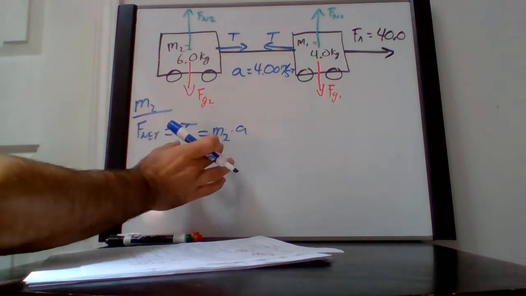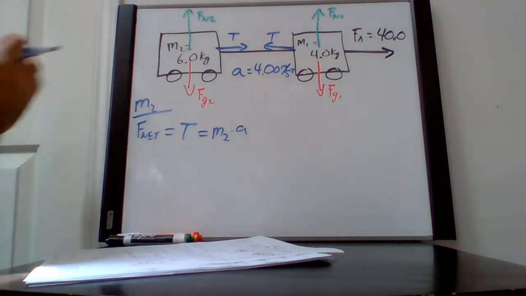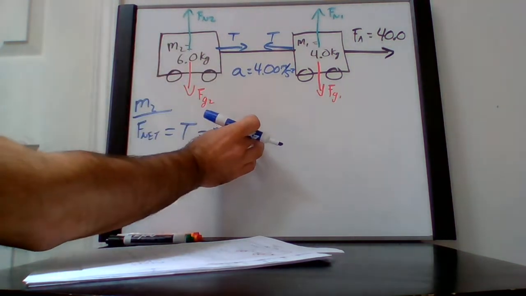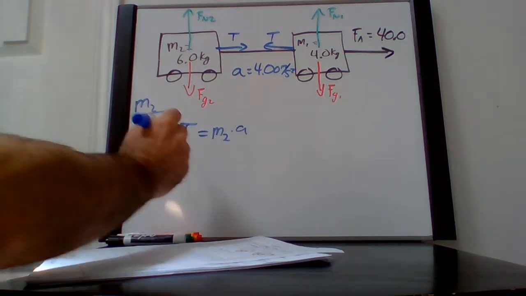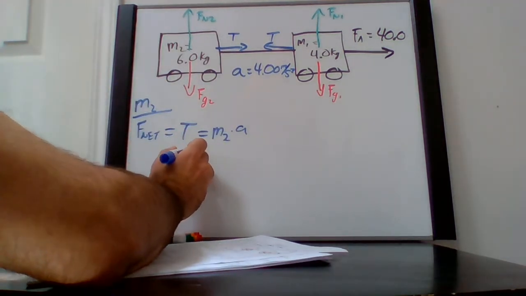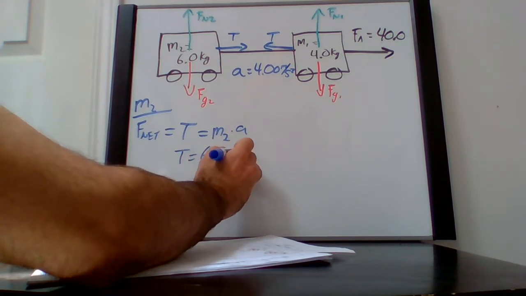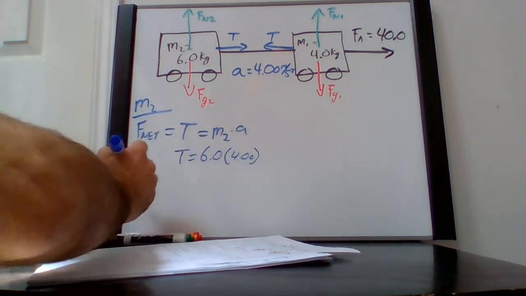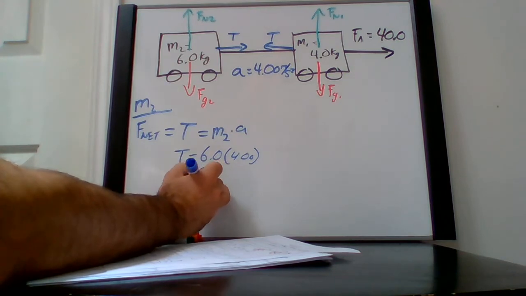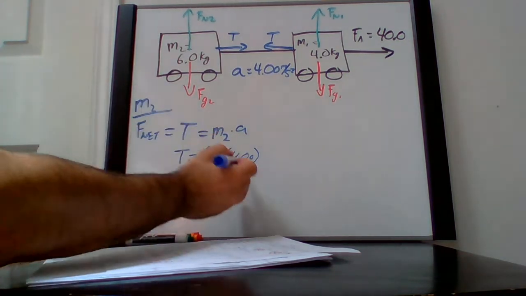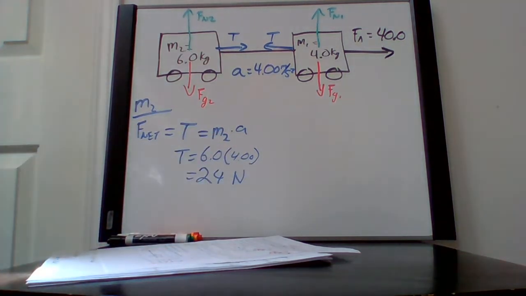So we know our mass from the information provided in the problem. We know our acceleration from the first calculation. So when we go to find our tension, it's going to be that 6.0 kilograms multiplied by our 4.00 meters per second squared, and we get tension at 24 newtons.